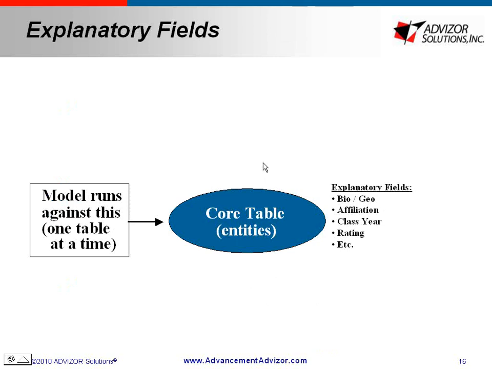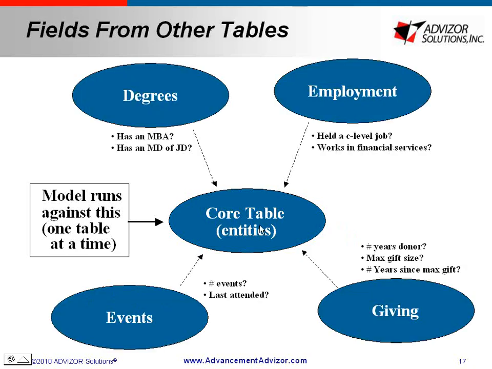And on explanatory fields, the way a model works is it runs against one table at a time. In this case, we're going to run it against the core table, which is the list of people. In that table, there's biographical and geographical information, affiliation (where the alumni are parents in this case), what class year, how they are rated and scored. So there's a set of fields. But there's a set of other fields in the other tables that we bring into memory.